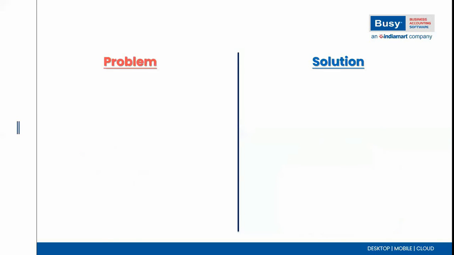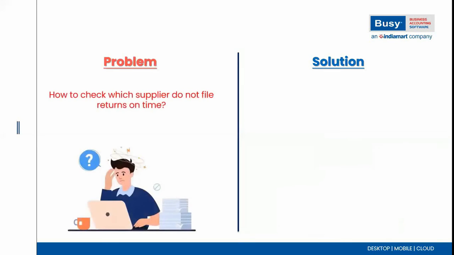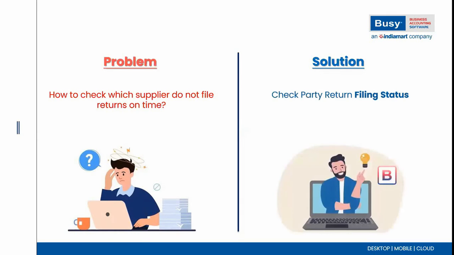In my next slide, let me take up one problem. How to check which supplier does not file return on time. This is a big challenge for us, because if you are purchasing goods from a vendor and they have not uploaded their GSTR return, then you can't get the ITC benefit. So this is the logic. For that purpose, you can't keep asking them again and again. But you need not worry. In Busy, you have a solution for that. You just use the utility to check the party return filing status.